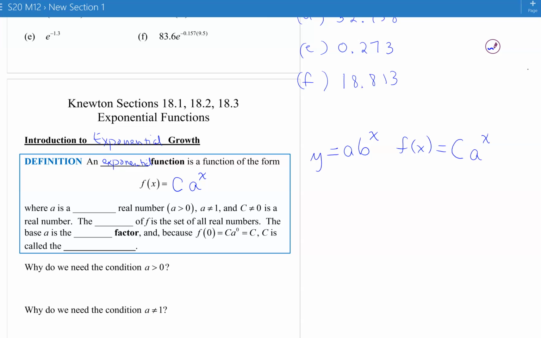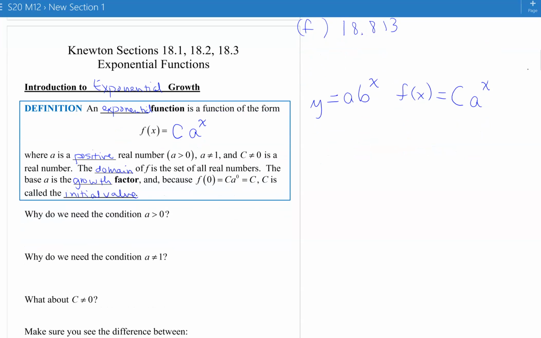So in this setup where we have c a to the x, a has to be a positive real number. So we can only have positive numbers for bases, and the number can't be 1, and the capital C can't be 0. Then the domain is the set of all real numbers, and A is called the growth factor. And because f of 0 is capital C, it is called the initial value. It's the amount you start with, whether it's a population or money or what have you.